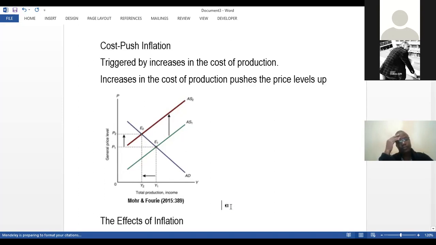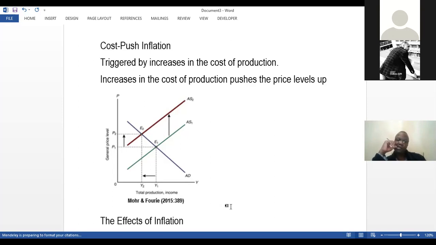So there are various causes that might lead to a cost push inflation. Some of them I've mentioned, like the increase in the labor costs. Maybe there are various labor unions that are pushing for increases in the wages and salaries to be received by a certain labor force, which results in the increase in the cost of production.